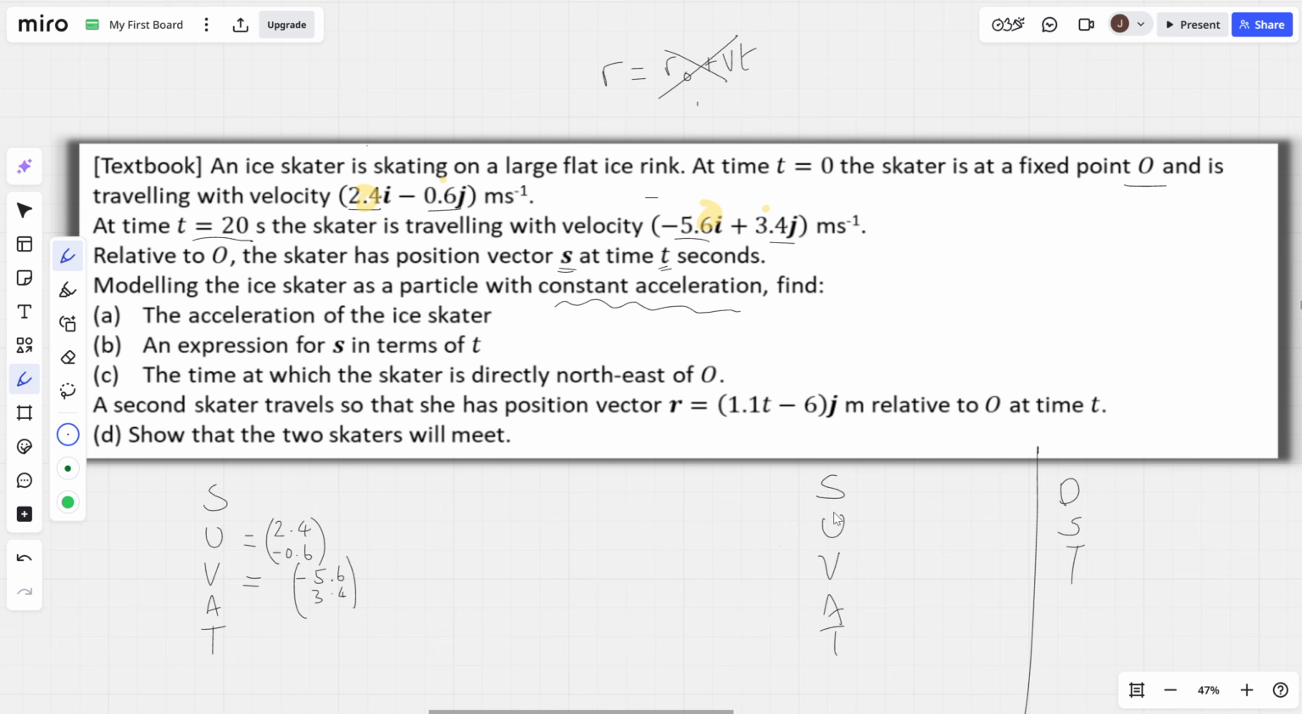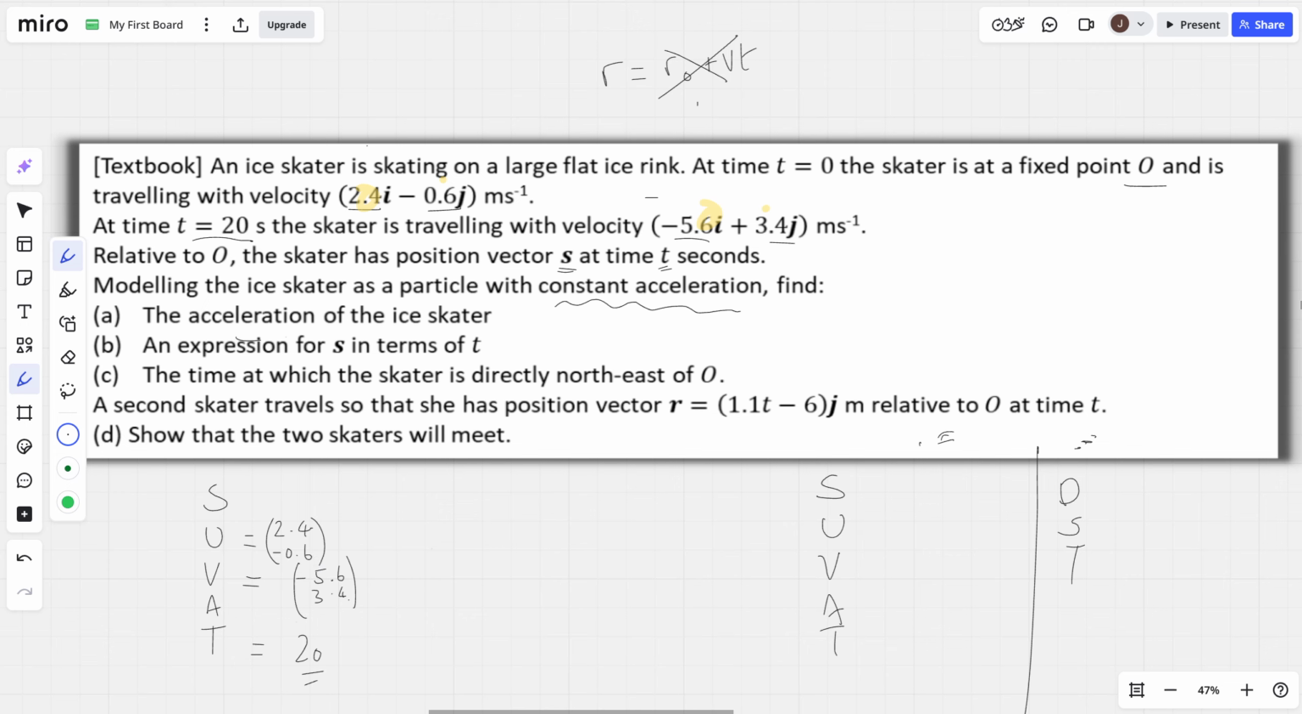We can write all the numbers separately as well if you like. The key insight is that the I and the J aspects are separate to one another. So you just kind of do your own thing for the I's and your own thing for the J's. The T is not a vector. So T here, for example, this journey is 20 seconds. So the 20 gets used with both the I and the J bits. But apart from that, they stay separate to one another.